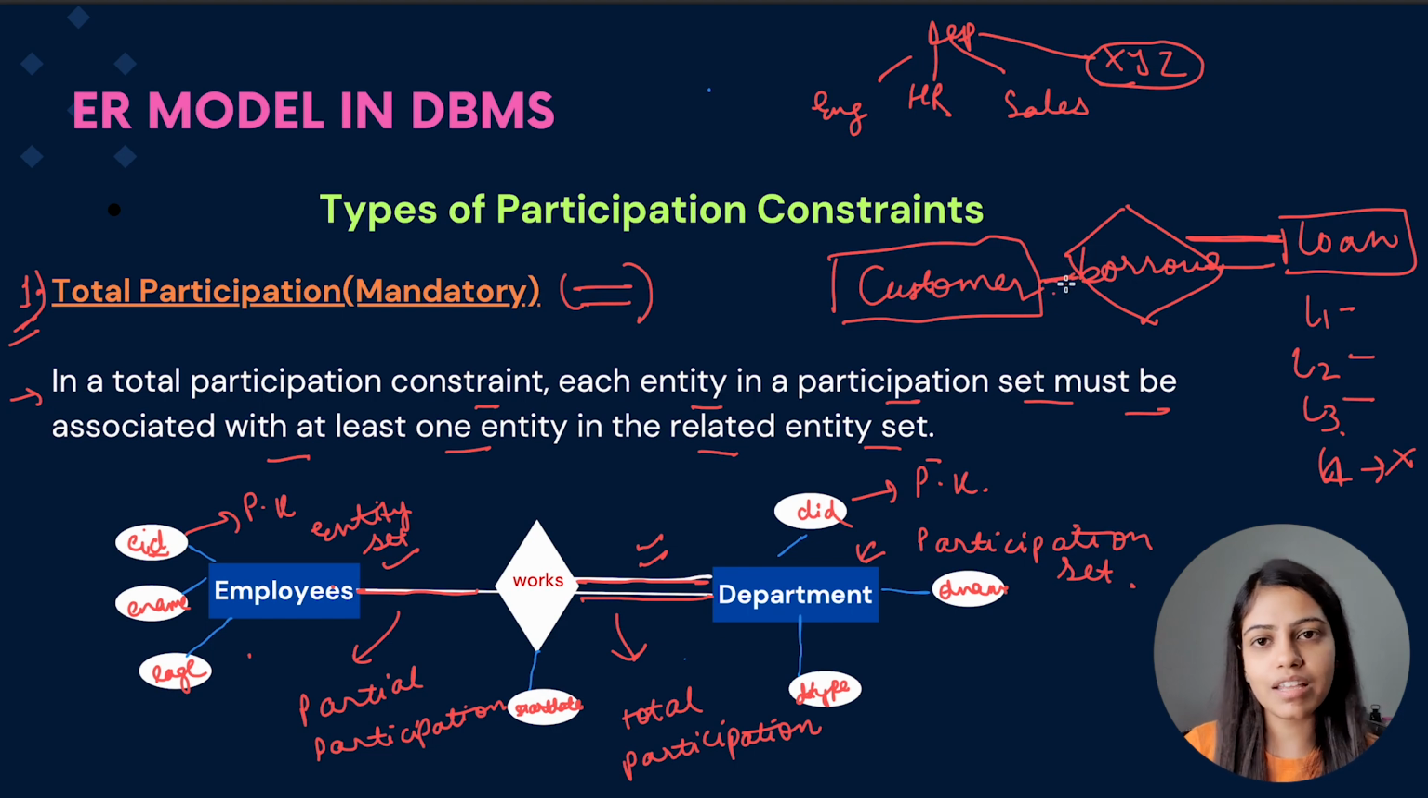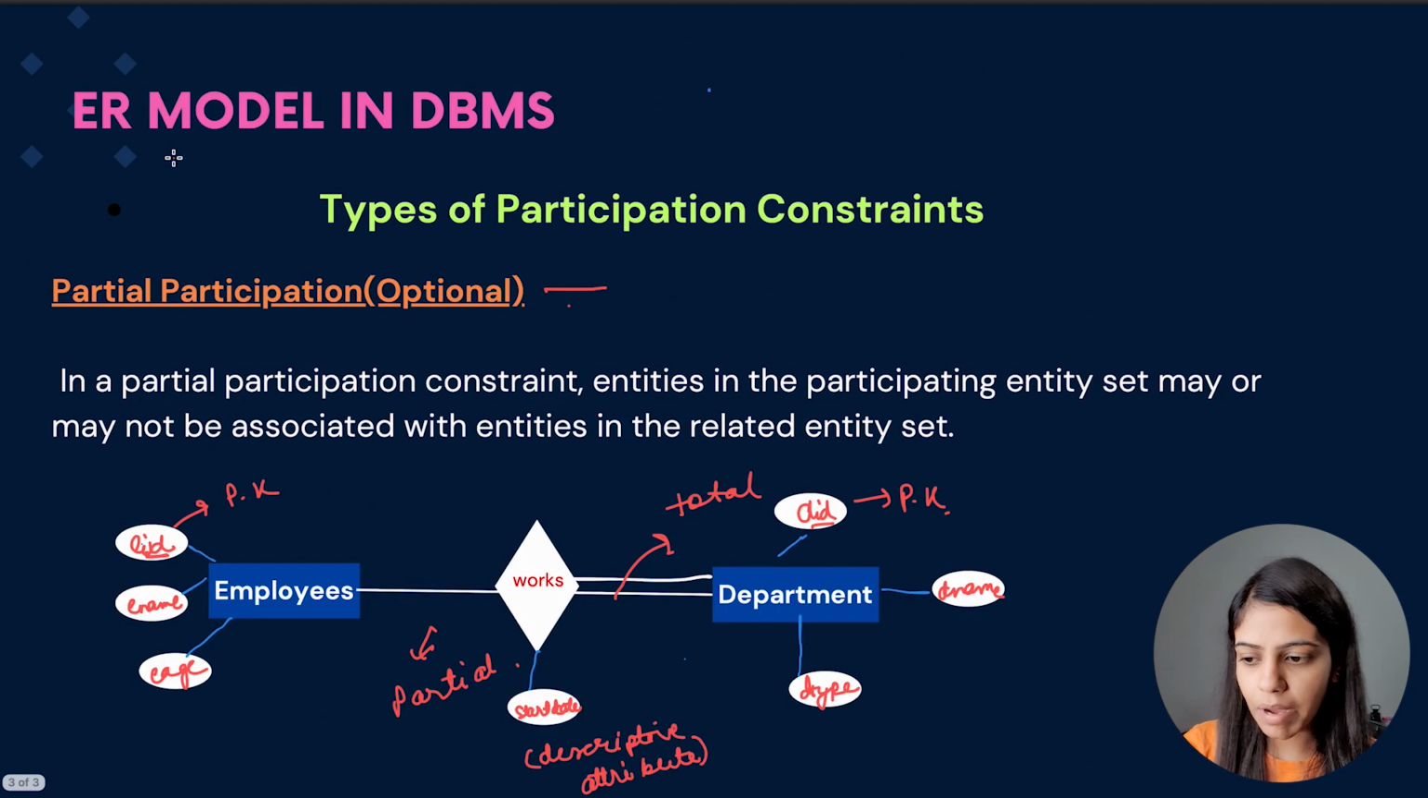But for customer, there might be some customers who are not taking a loan, who do not have any loans. So customer can exist individually or can have a partial or optional participation, that not every customer needs to have a loan, but every loan is somehow associated with one customer. So in partial participation constraints, entities in the participating entity set may or may not be associated with entities in the related entity set.